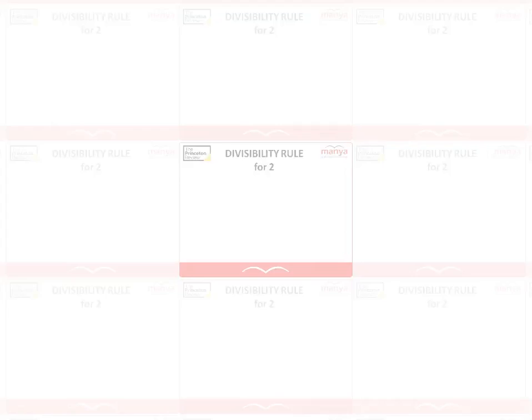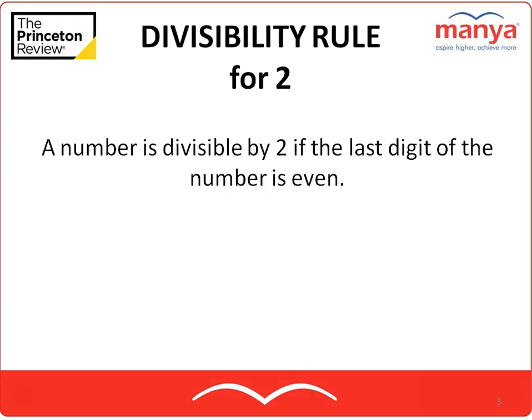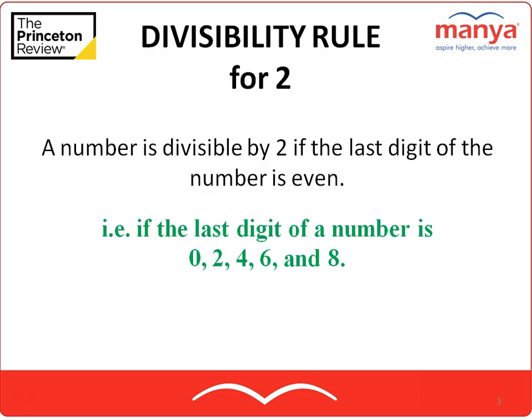Let's start by learning the divisibility rule for 2. Any number whose last digit or unit digit is even, that is 0, 2, 4, 6 and 8, is divisible by 2. For example, 250, unit digit is even here, so it is divisible by 2. Also in 1856, the unit digit is even, so these two numbers are divisible by 2.